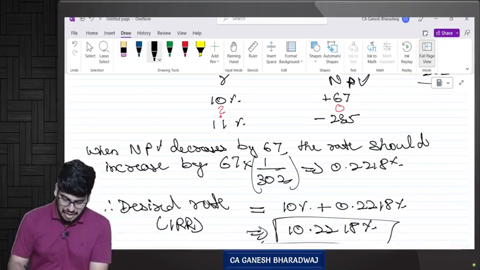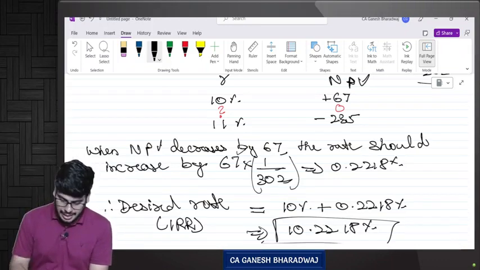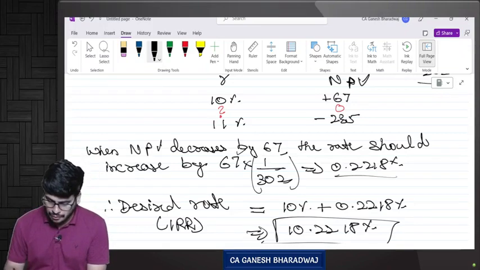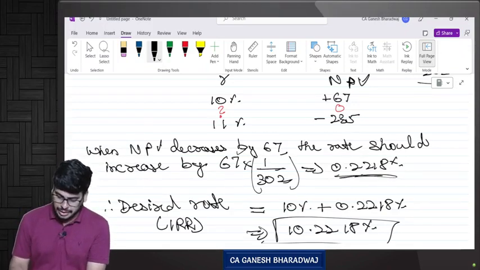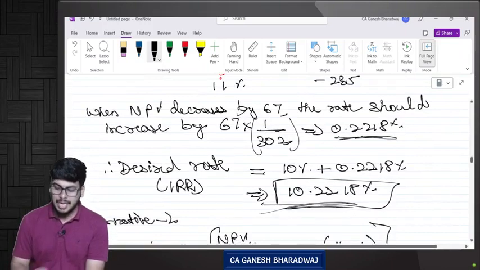But I want my NPV to change by 67 rupees. So what should be the required change in the rate? It is 67 into 1 by 302, which is 0.2218 percentage. So 10 plus 0.2218 percentage. So the desired IRR is going to be 10.2218 percentage. Are you clear with this?